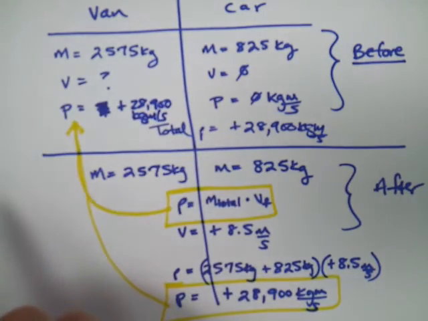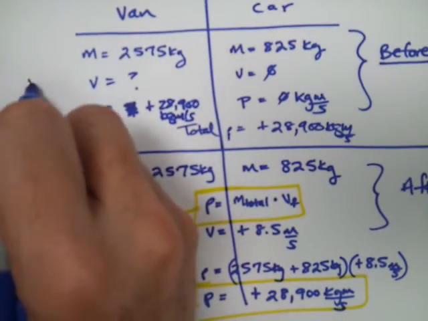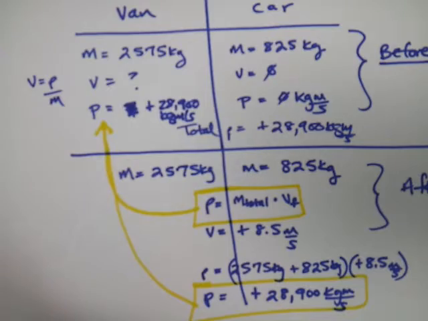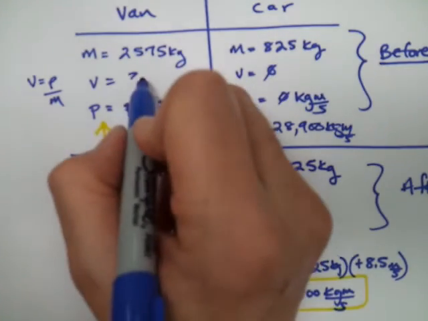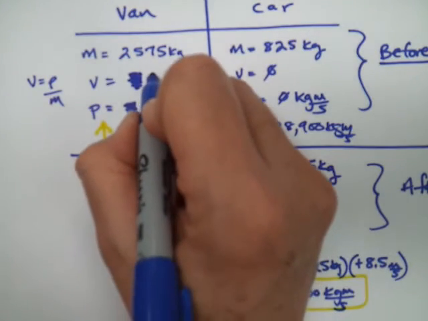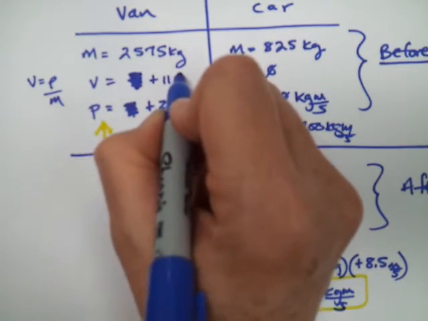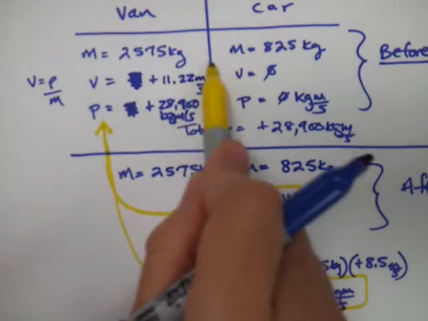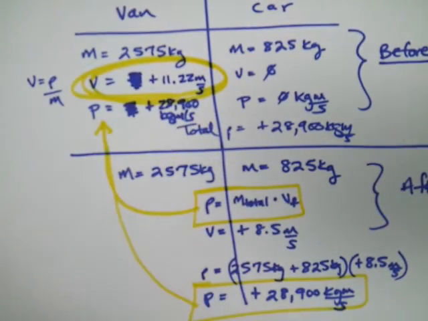And now we can find V fairly easily, right? V equals P over M. So if we plug in our values, we're going to get V. So we're going to take this question mark out because we know what it is. It's going to be a positive 11.22 meters per second. And now we have officially answered the question.